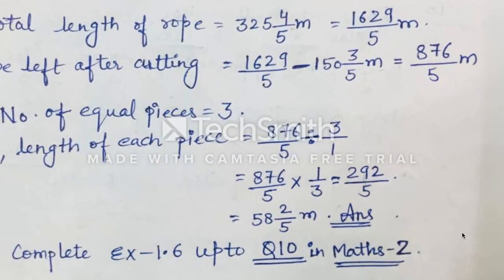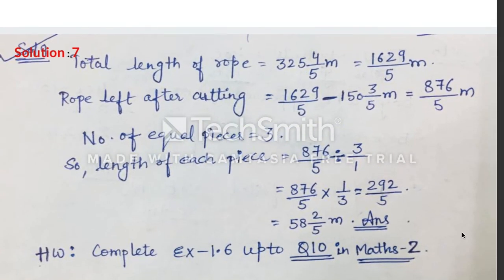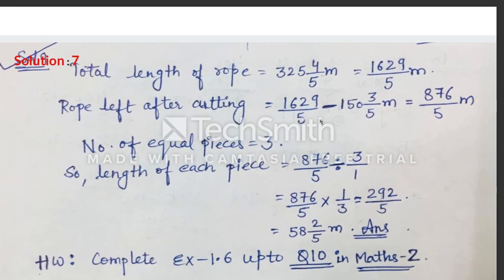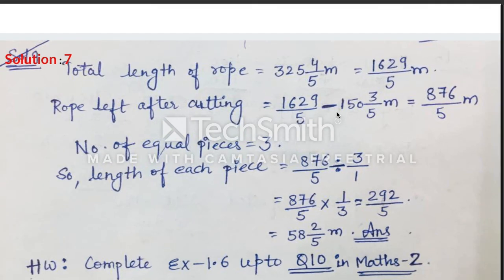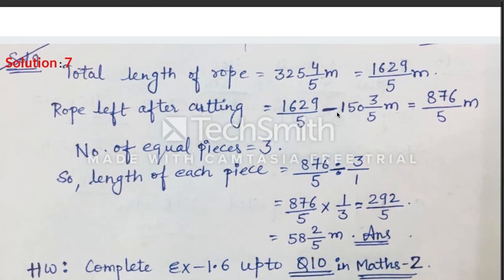So this is the last question which I'll be discussing with you all in the class. Pay attention to what it says. This is question number 7 of your book, and the question says Rahul had a rope of 325 4 by 5. What's the total length of the rope given? 325 4 by 5 meter, which comes out 1629 upon 5 meter. Okay, this is the total length. Out of which he cut off 153 by 5 meter.